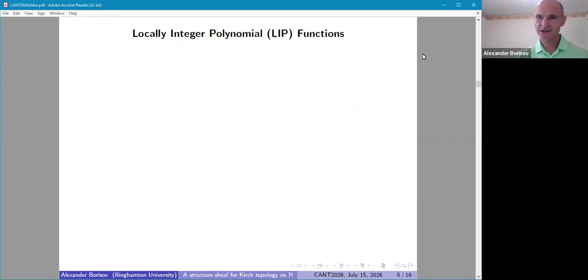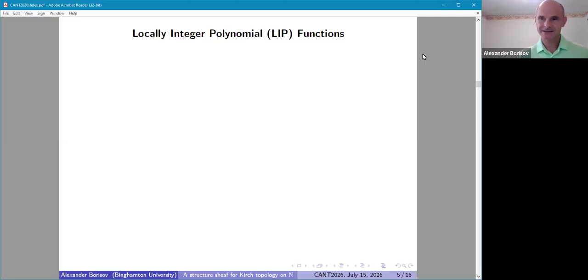All right, here's the other side of the story. The title is the structure sheaf for Kirch topology. So what is a structure sheaf? If you have some topological space, a natural thing to do is to associate to every open set some set of functions that you are allowed to consider in it. A prototypical example is the usual C with the usual topology and complex analytic functions.